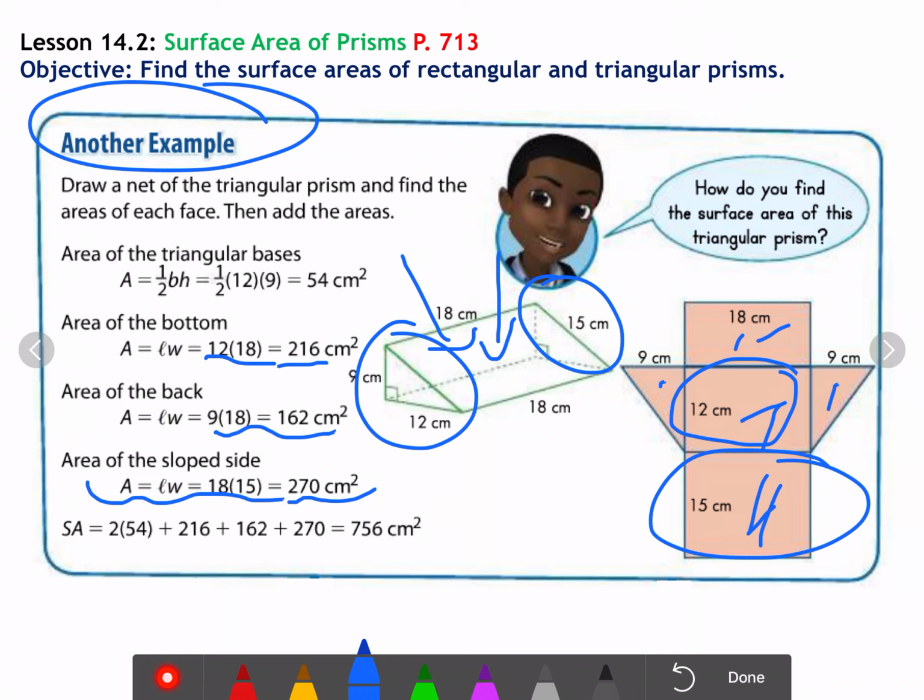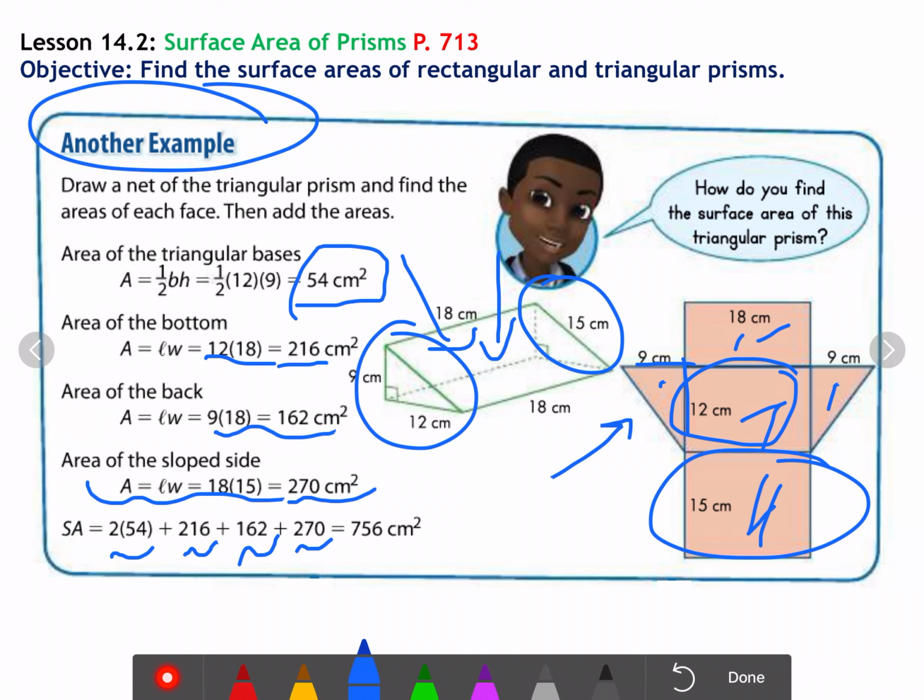Now we still have to find the area of the triangles. We have two congruent triangles. The area of the triangle is half base height, which is half multiplied by 9 multiplied by 12 equals 54. So we need to add them all: 270 plus 162 plus 216 plus 2 multiplied by 54, because we have two congruent triangles.